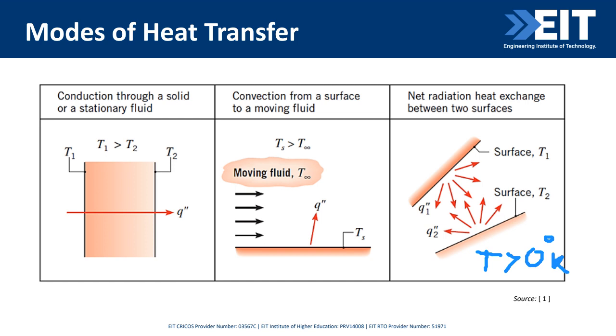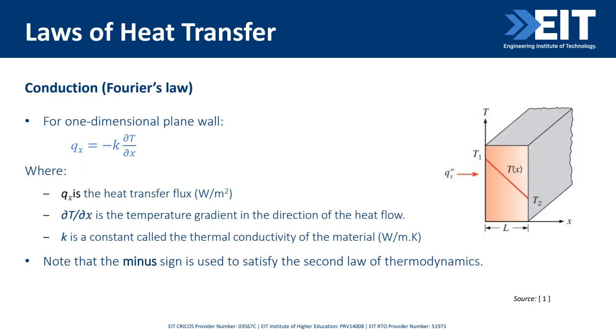Every object is radiating. So we always need to calculate the net radiation heat exchange between the surfaces. It's not that only one surface radiates, every surface radiates. So we need to do the subtraction and addition of this radiation heat exchange. I won't be talking too much on the calculation part of it, but I will focus more on the practical application part of it.